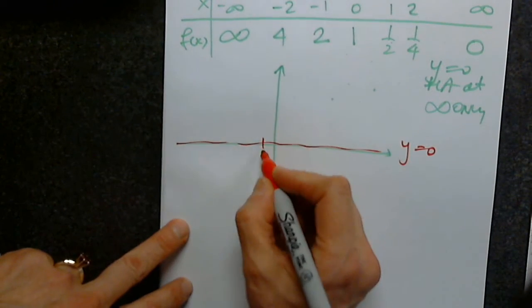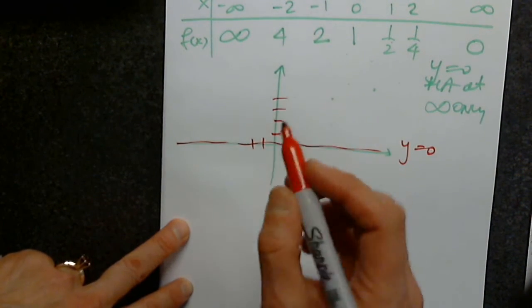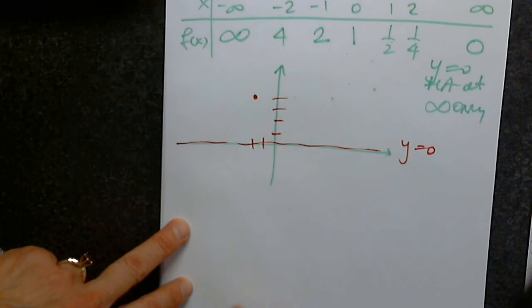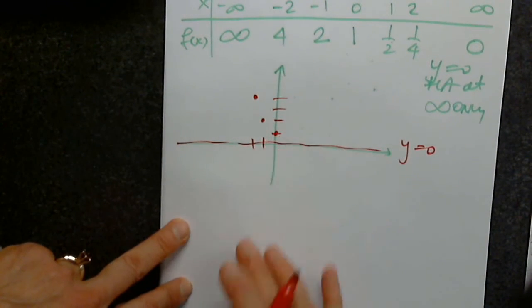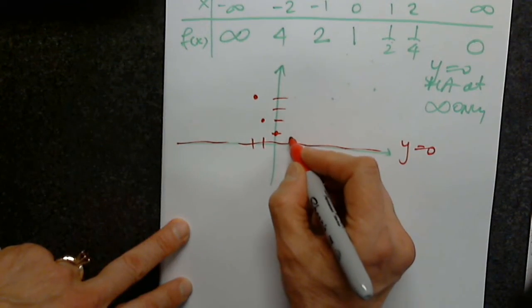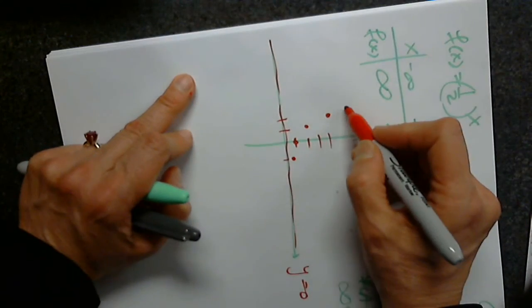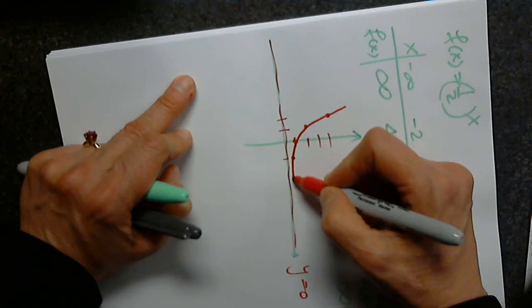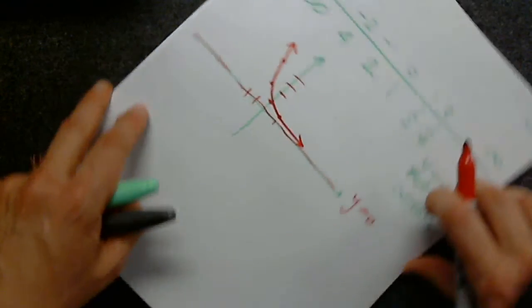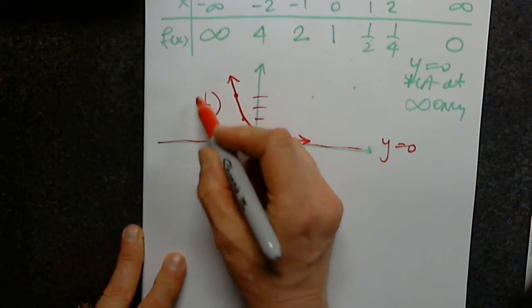Very good. Very good. Very good. And then I start getting in trouble because I can't plot those. Very good. So this is the graph of 1/2 to the x.